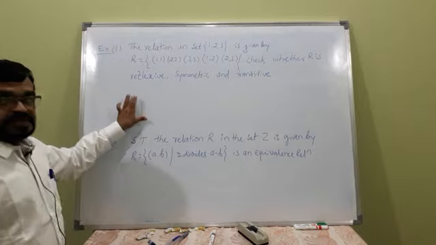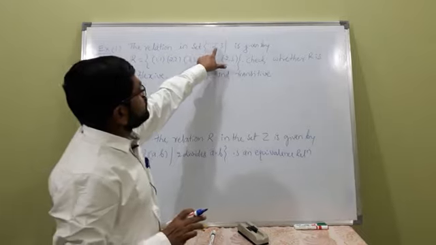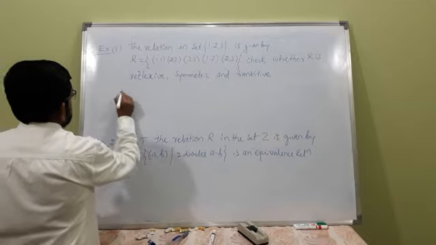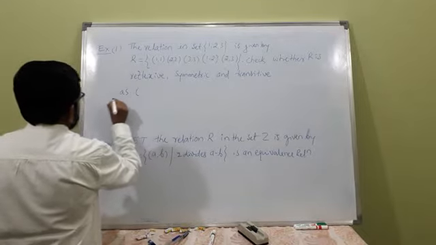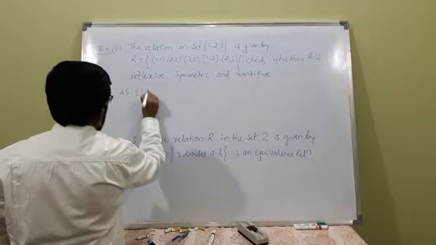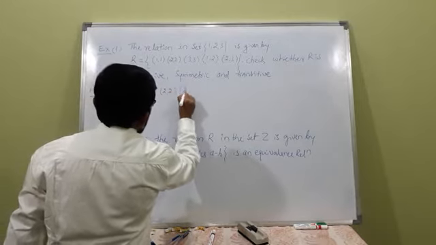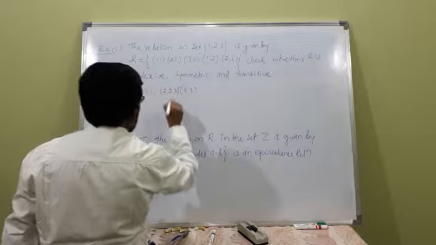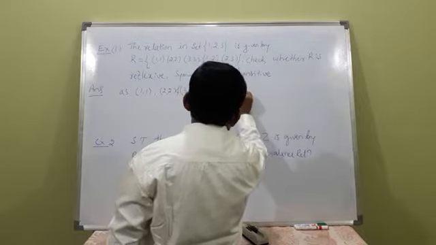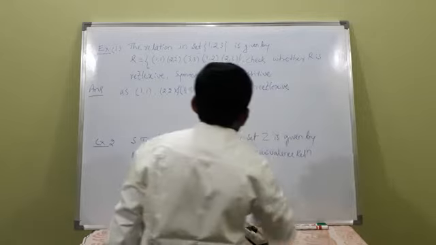What is the reflexive property? (a, a) should belong to R. Here (1,1), (2,2), (3,3) are the elements of R. So this is the solution: (1,1), (2,2) and (3,3) belong to R. R is reflexive.